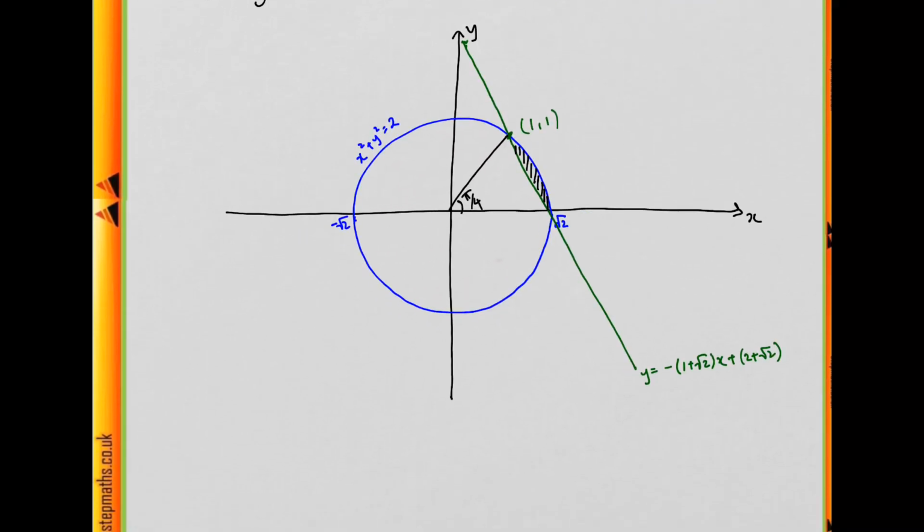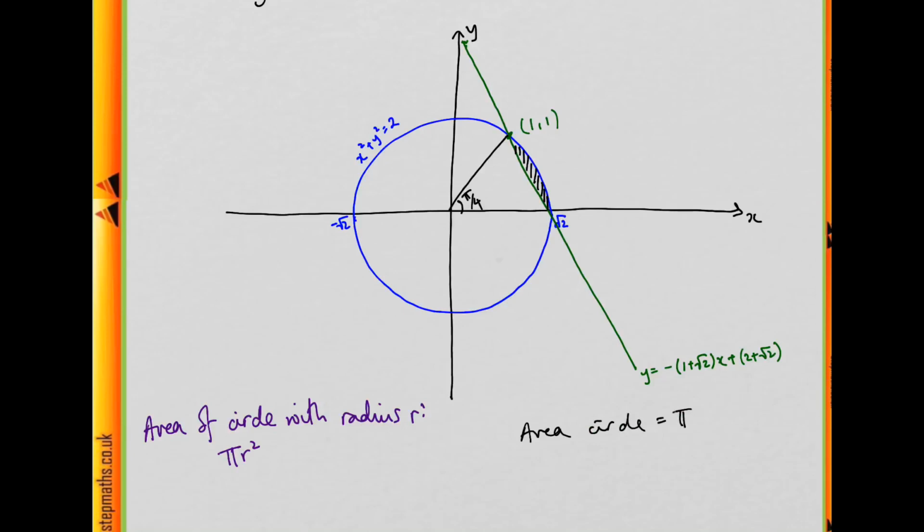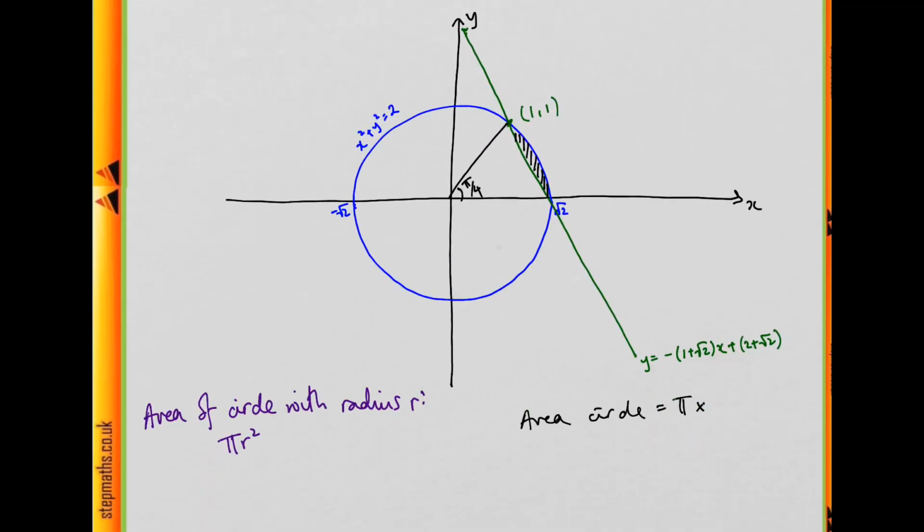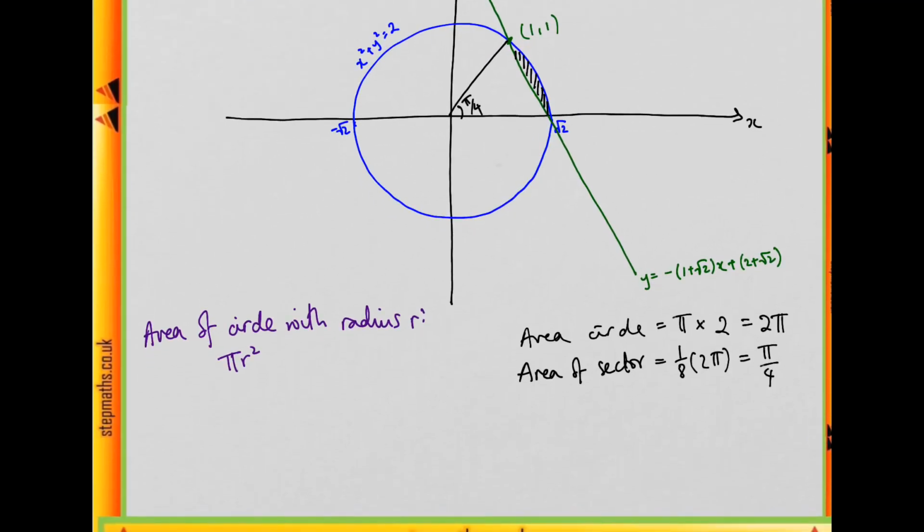So if we work out what the area of the circle is, remember the area of a circle with radius r is pi r squared, so the area of our circle is going to be pi times r, which is, remember, root 2, so root 2 squared is just 2, so that's 2 pi. And so the area of the sector is just going to be 1/8 of 2 pi, which is just pi over 4.